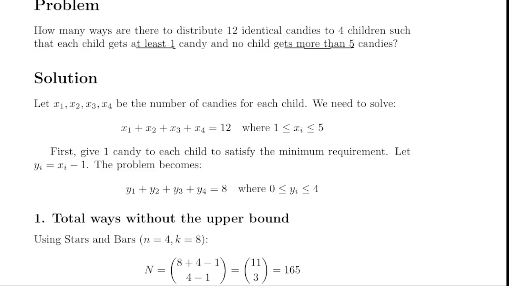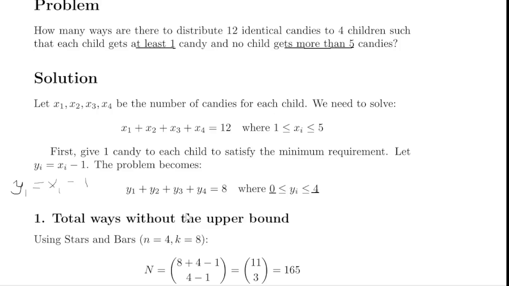So now we have y sub 1 plus y sub 2 plus y sub 3 plus y sub 4 equals 8. Okay, so y sub 1 is just 1 less than x1. Same thing with y2, y3, and y4. So now, since I gave each child a candy, the number of candies a child gets can now be 0. So that means I can choose to not give any more candy to a child. But that means that now it cannot be more than 4.